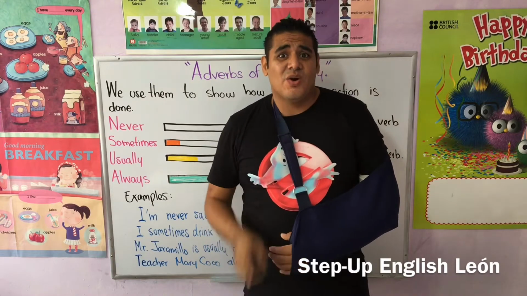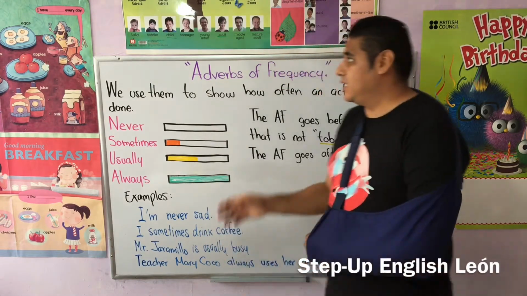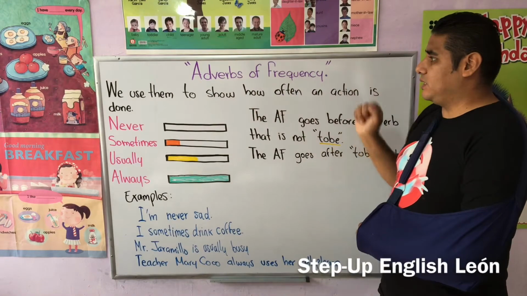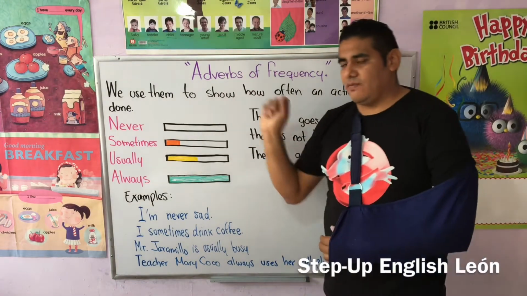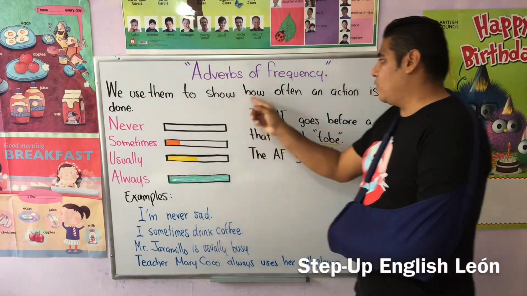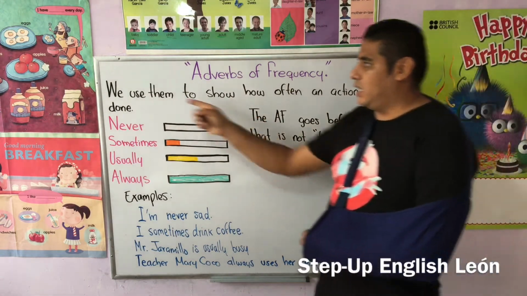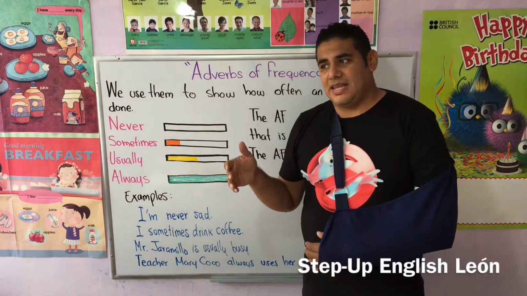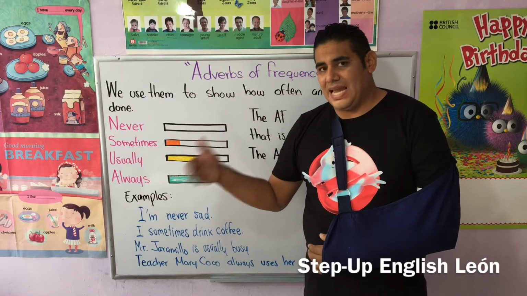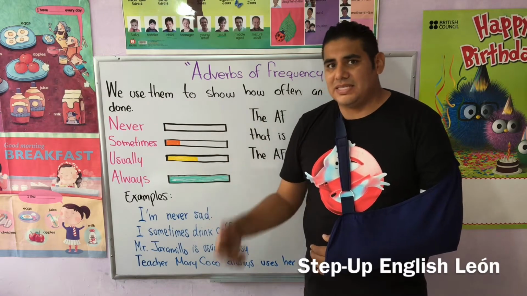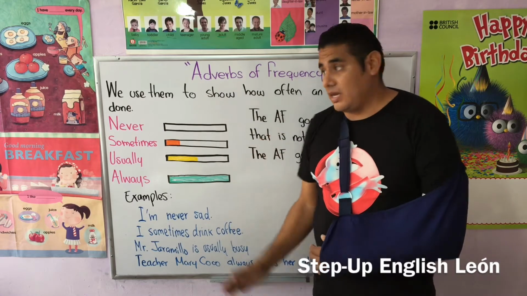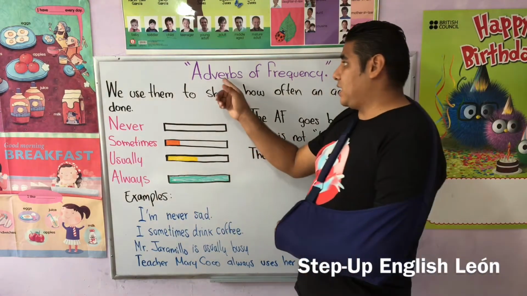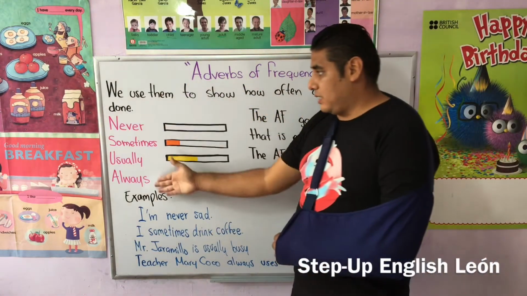Great. Okay, today's topic is adverbs of frequency. Here we have a short definition. We use them to show how often an action is done. We do things many times, or not many times, or never. That's why we're going to use these adverbs of frequency, which are these words.